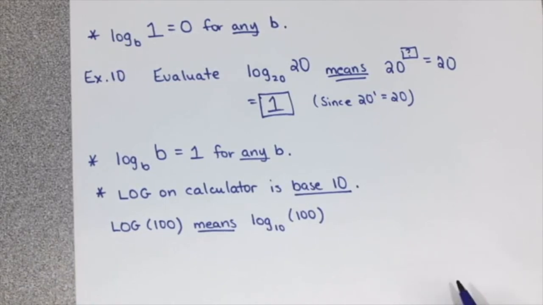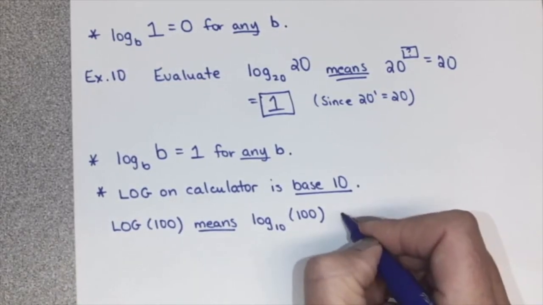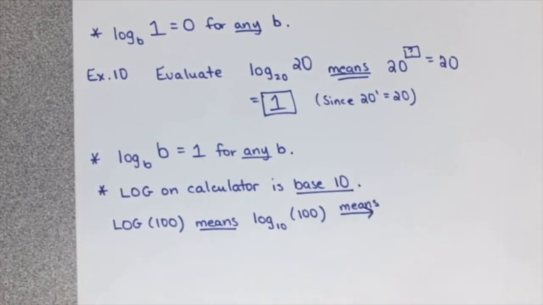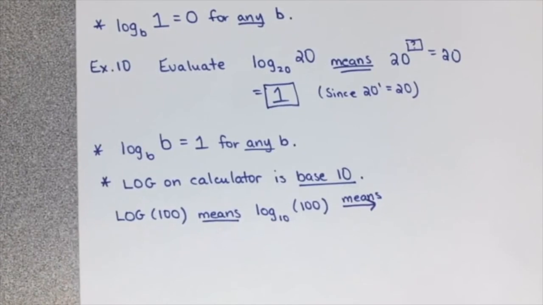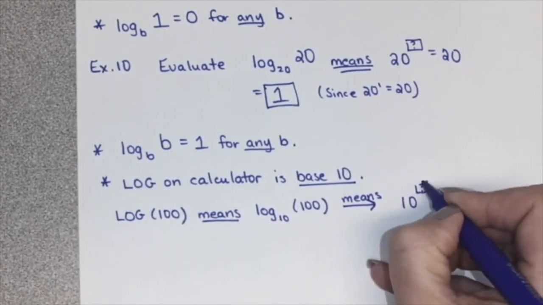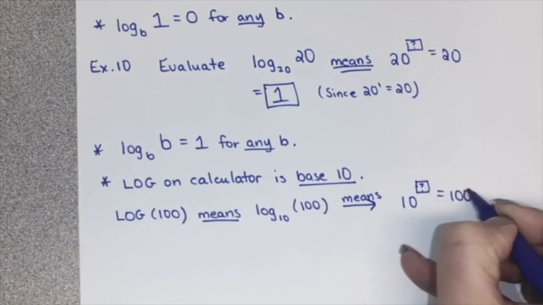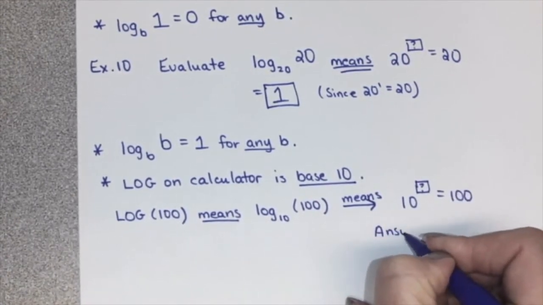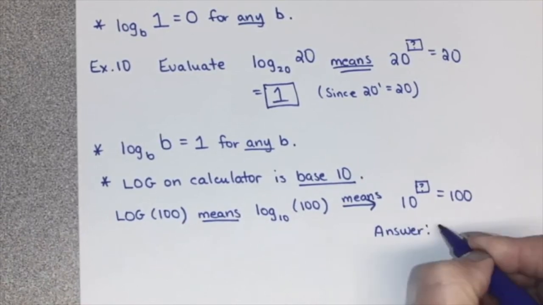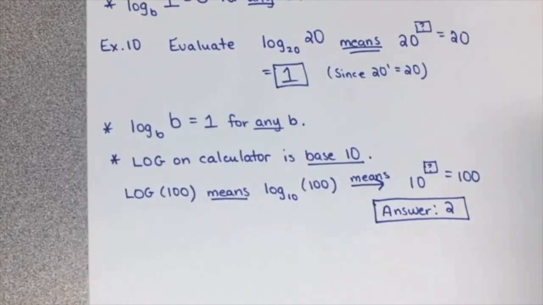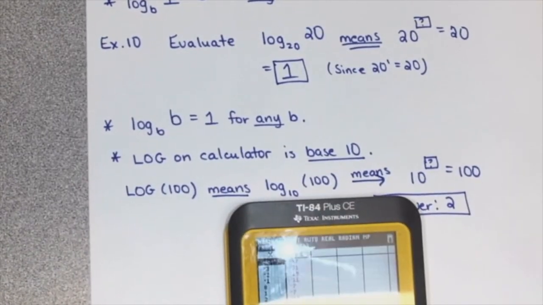So we're going to punch this in the calculator, but I want to talk about what we expect the answer to be, right? What does this mean? So what does log base 10 of 100 really mean? 10 to the what power gives me 100? Okay, so what am I expecting my answer to be then? What power of 10 does give me 100? 2, right? 10 times itself. Okay, so let's go ahead and punch that in the calculator.